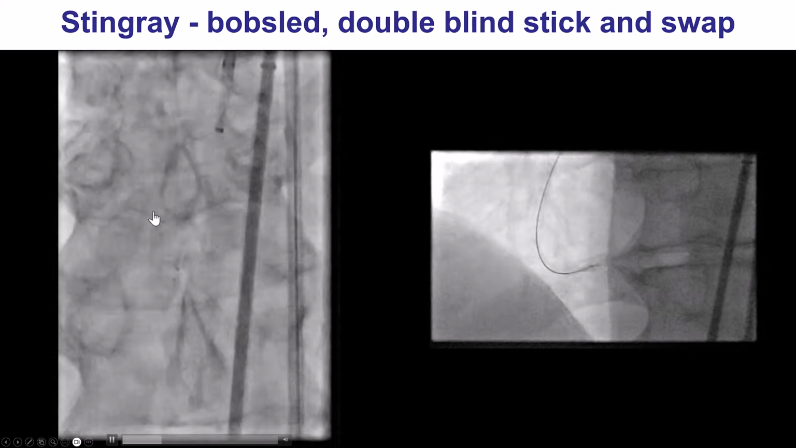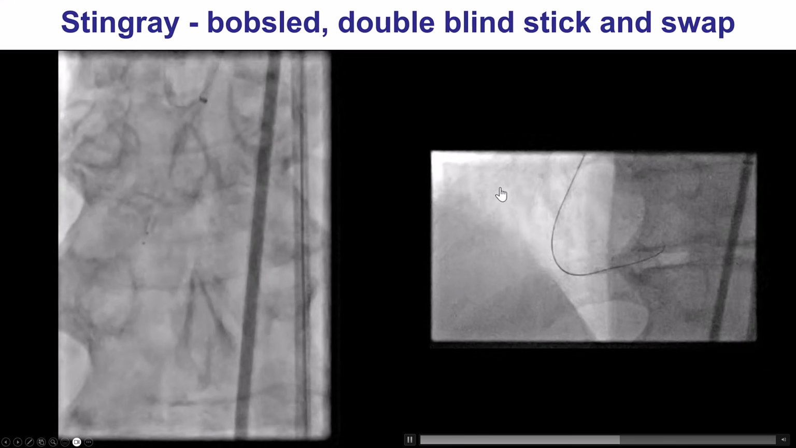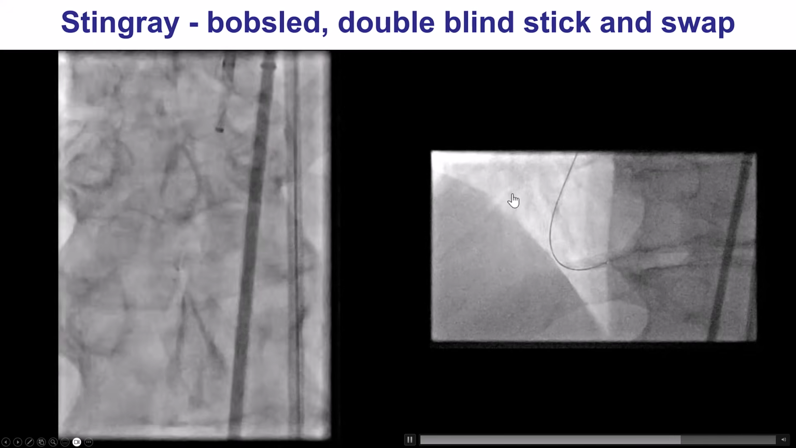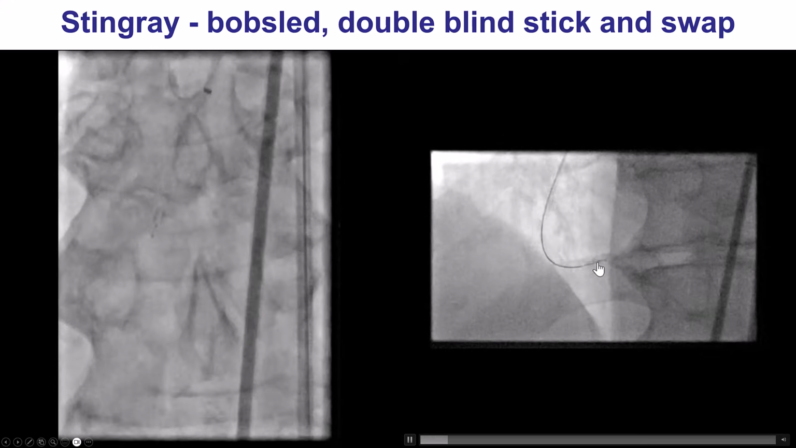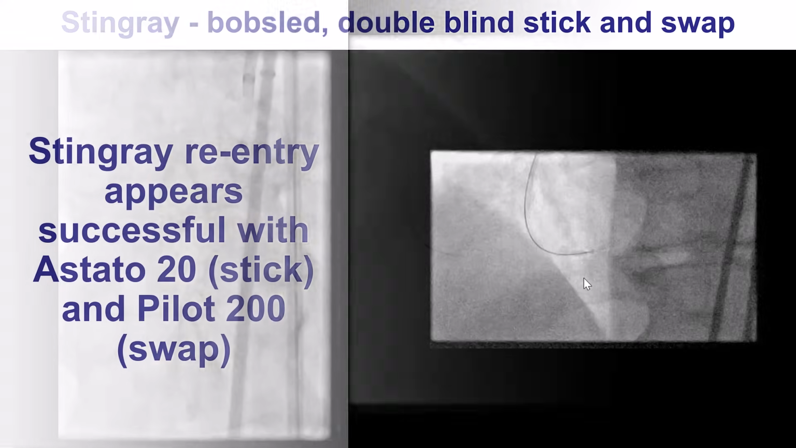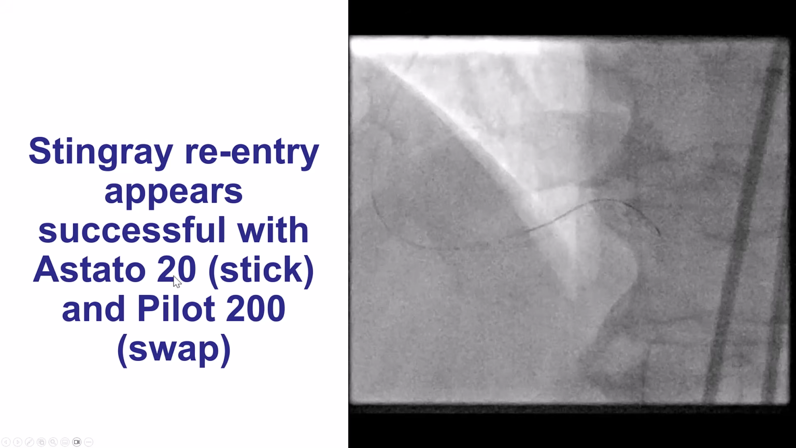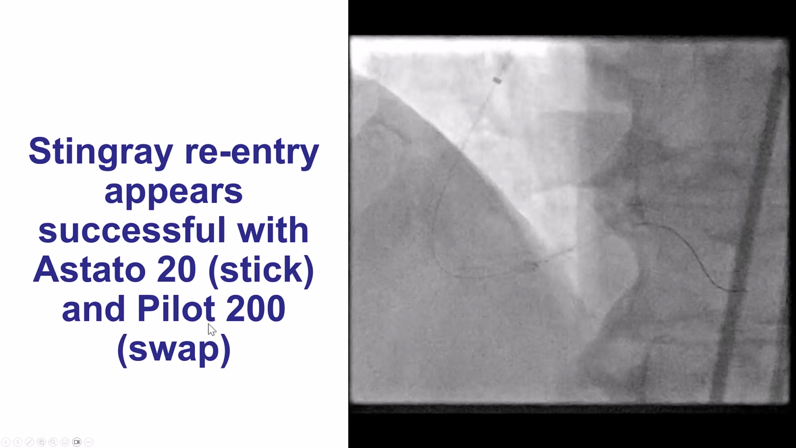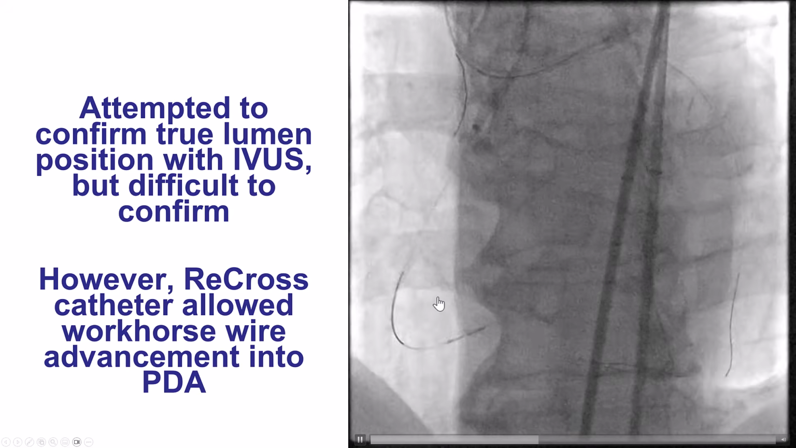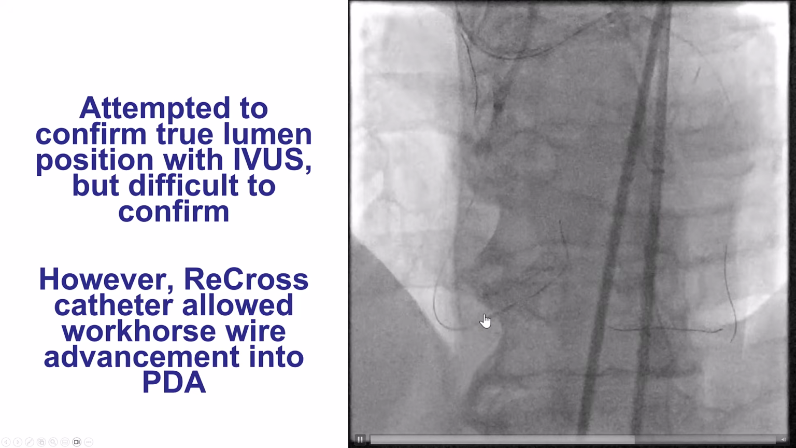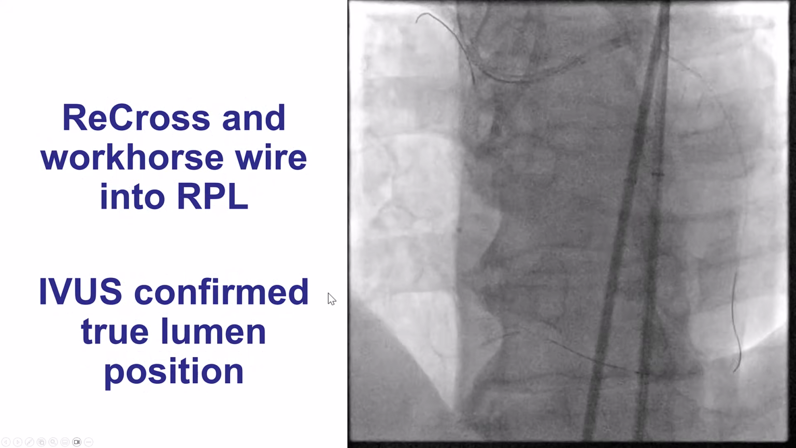We tried to re-enter in the middle part, which did not work, and then we tried to re-enter in the distal part. This is called the bobsled, which means we try in one location to re-enter with a Stingray. If that does not help, then we advance in a different location, and then we advance the guide wire through both exit ports of the Stingray. And then we tried again at a different location, a Stato 20 for sticking, and then a Pilot 200 for swapping. We had difficulty getting the IVUS down, but then we got the Recross microcatheter further down, and the wires seem to get into the right location.